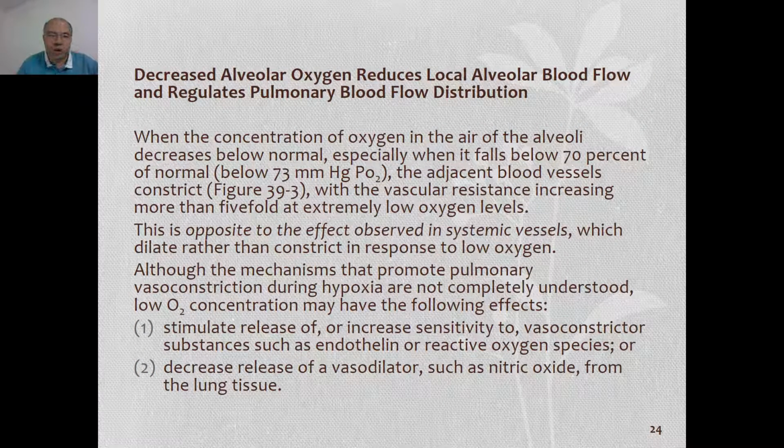Decreased alveolar oxygen reduces local alveolar blood flow and regulates pulmonary blood flow distribution. When the concentration of oxygen in the air of the alveoli decreases below normal, especially when it falls below 70% of normal, below 73 mm mercury oxygen partial pressure, the adjacent blood vessels constrict, with the vascular resistance increasing more than fivefold at extremely low oxygen levels.